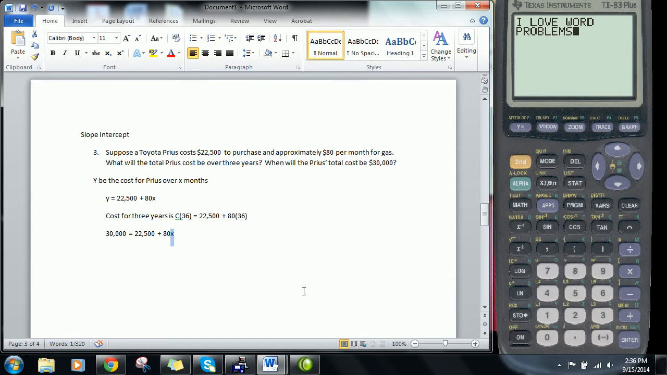Okay. So there's your slope-intercept form. 80, of course, is your slope. Here's your rate of change, $80 per month. And this is your startup cost, your cost-intercept, or your y-intercept.